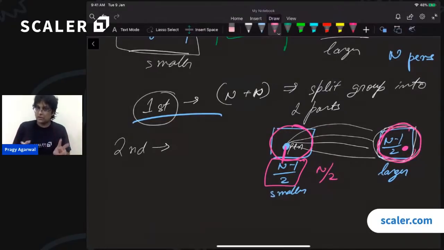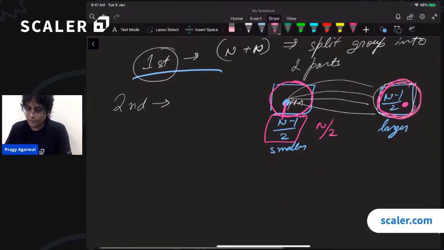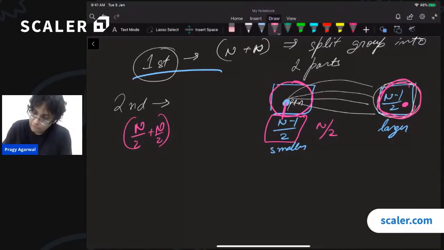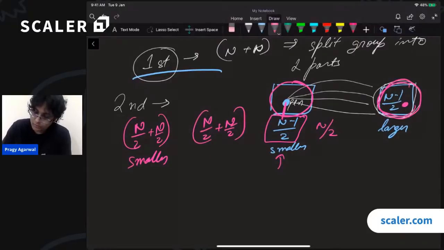So I have 2 tasks now. Earlier, I was just taking 1 pen. Now I have 2 tasks. In the second step, I will do n by 2 step plus n by 2 step for the smaller group, and similarly n by 2 step plus n by 2 step for the larger group. Does that make sense?